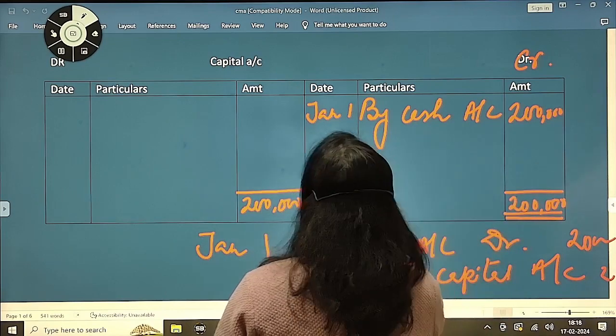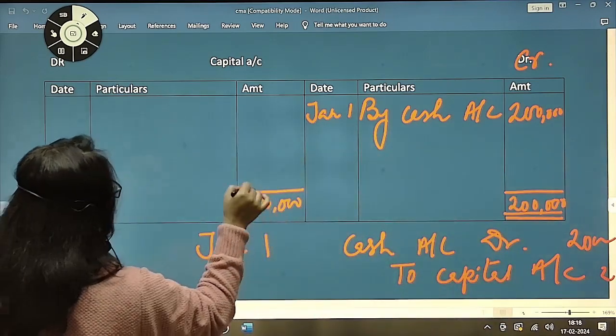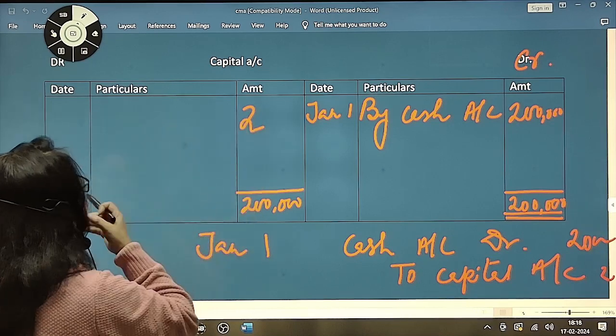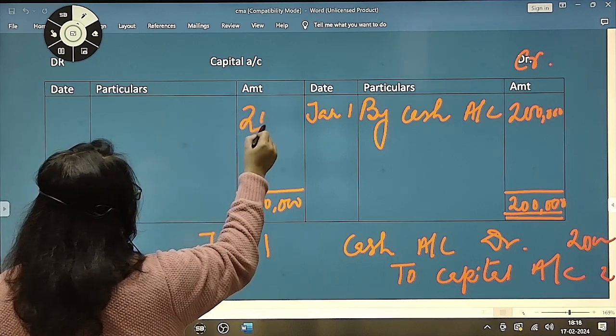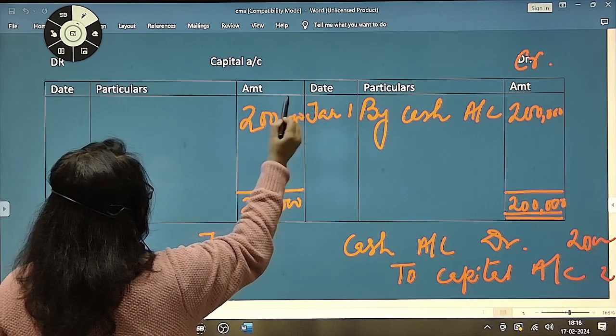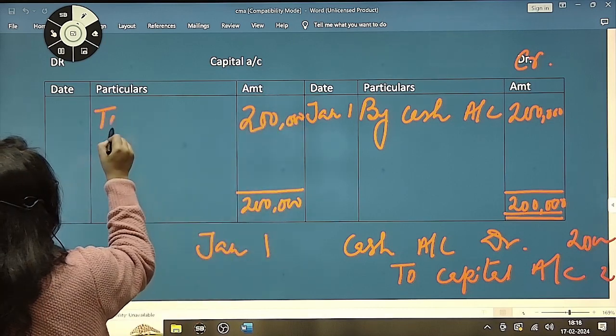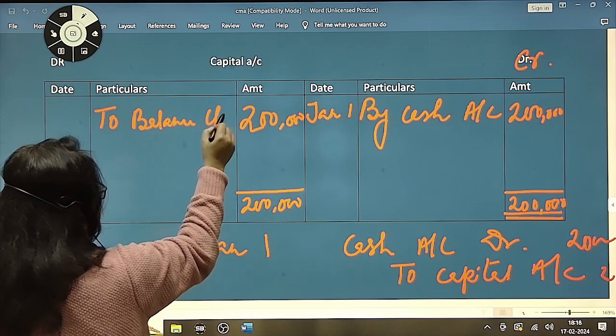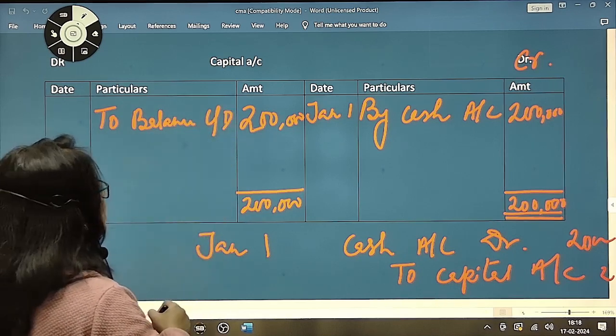So 2 lakh and 2 lakh, and whatever is the balance. Here there is no other account, so we will write here to balance. To balance BD. Yes, to balance CD, not BD, to balance CD.